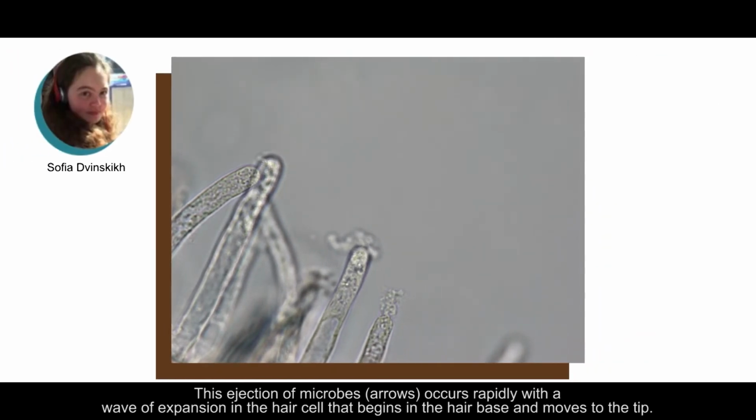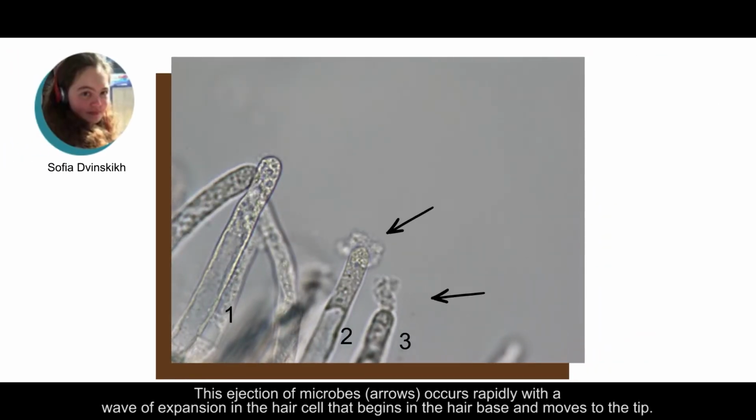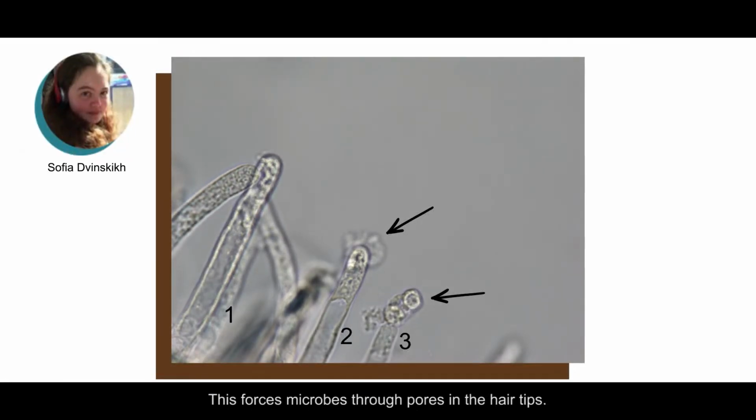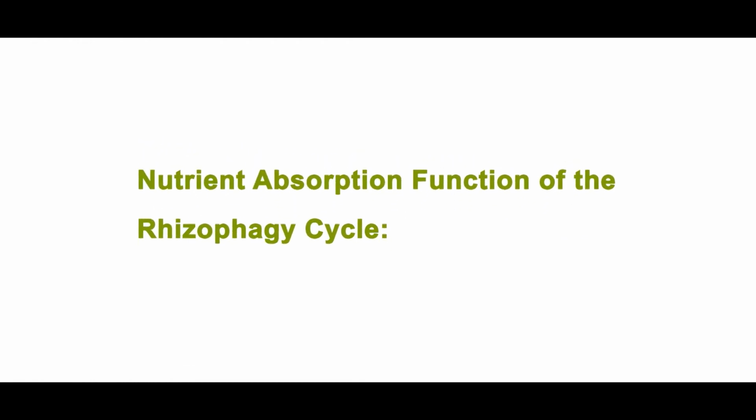This ejection of microbes occurs rapidly with a wave of expansion in the hair cell that begins in the hair base and moves to the tip. This forces microbes through pores in the hair tips. Nutrient absorption function of the rhizophagy cycle.